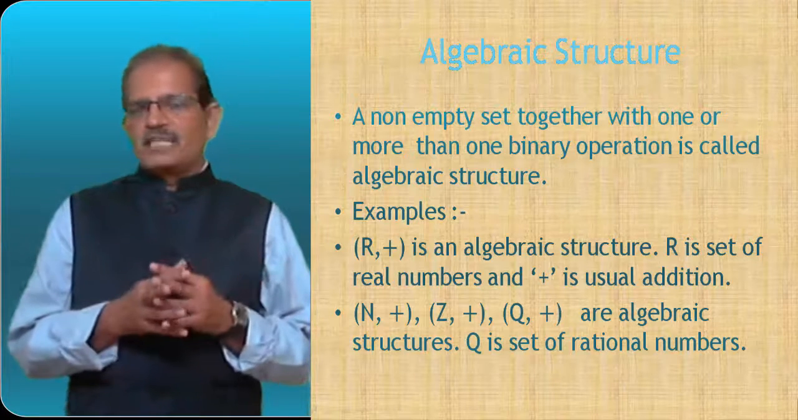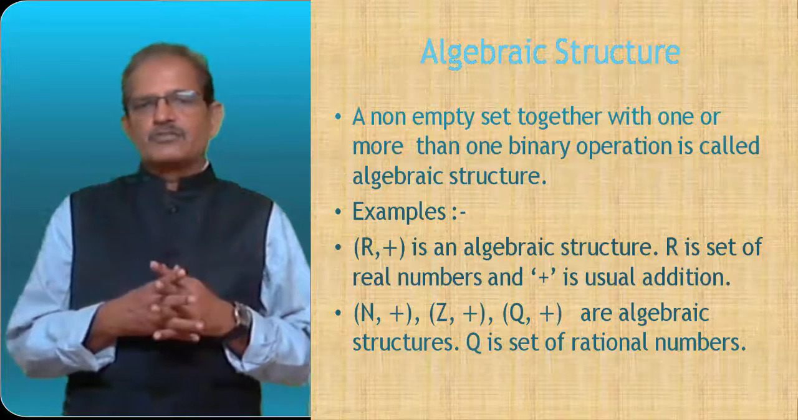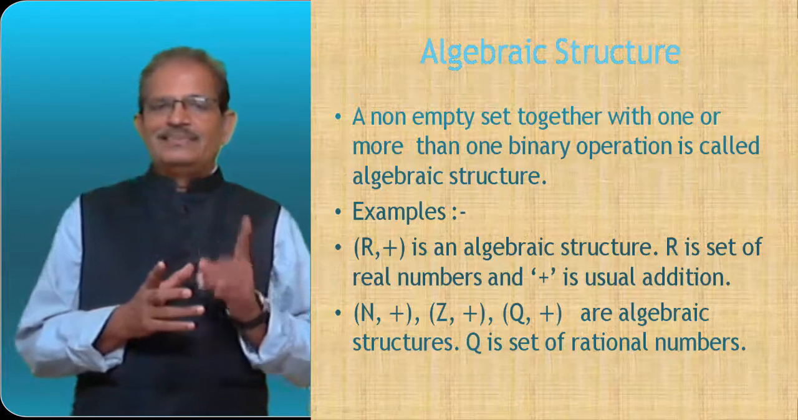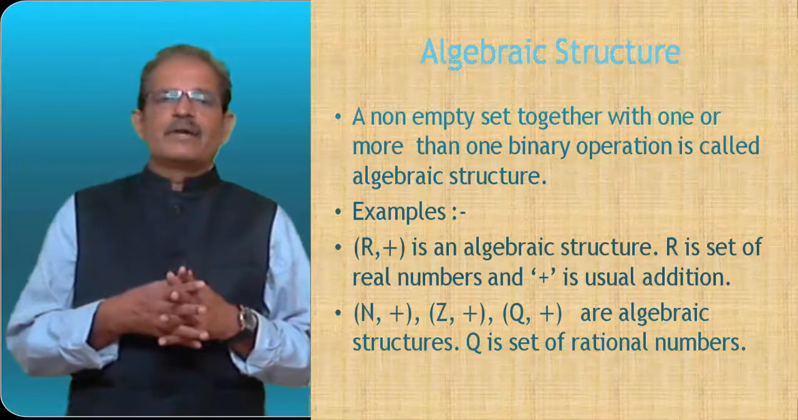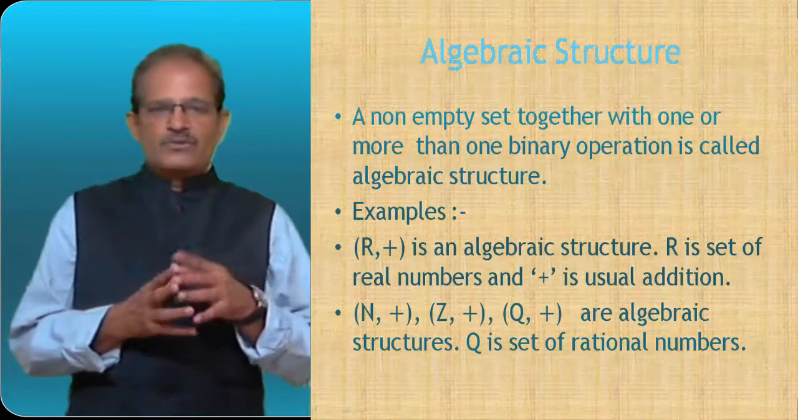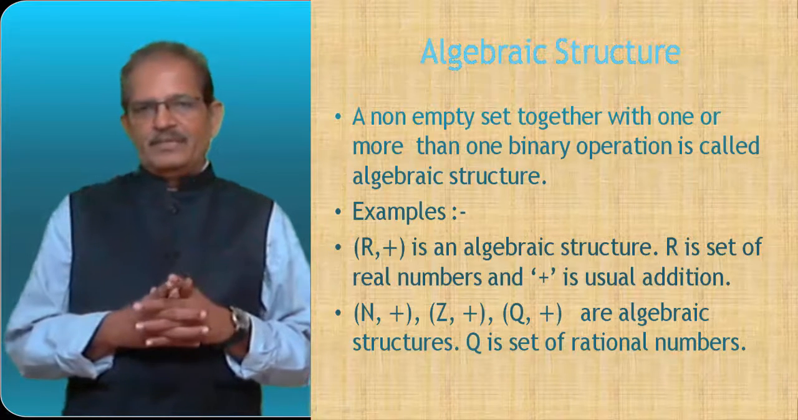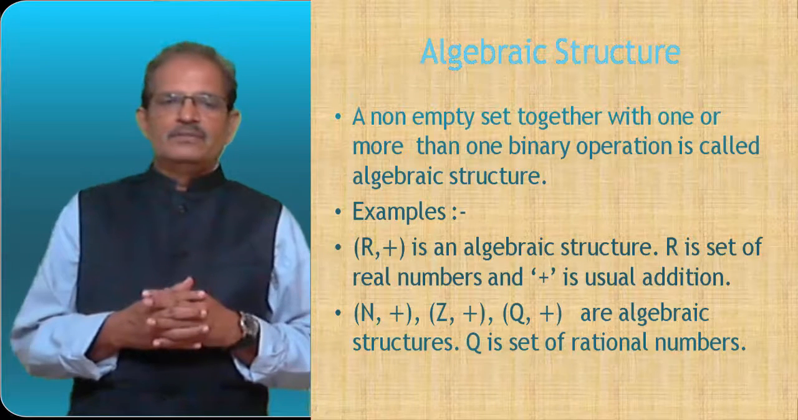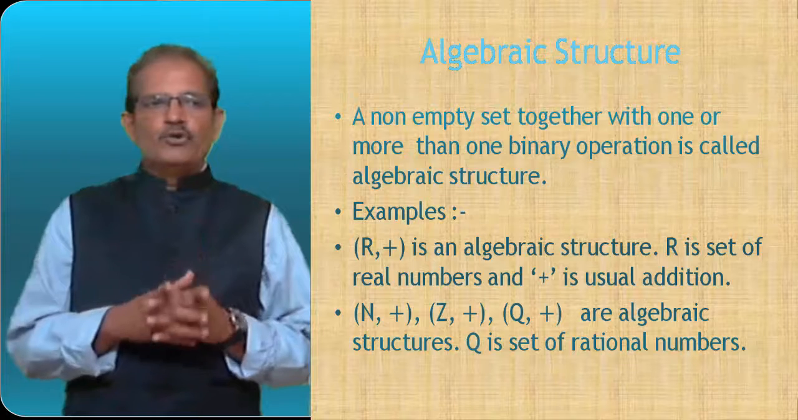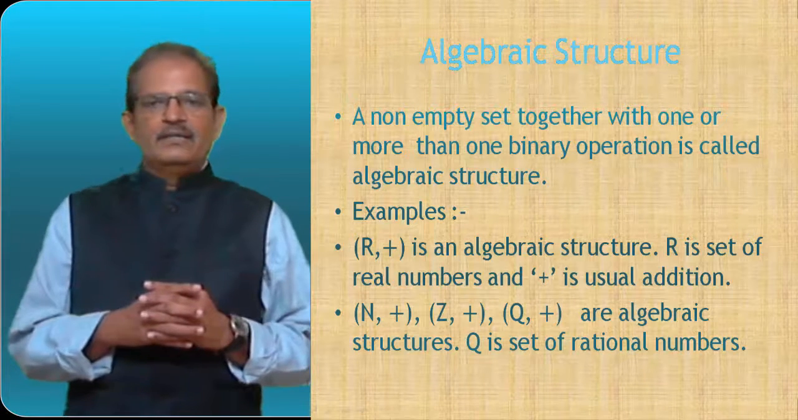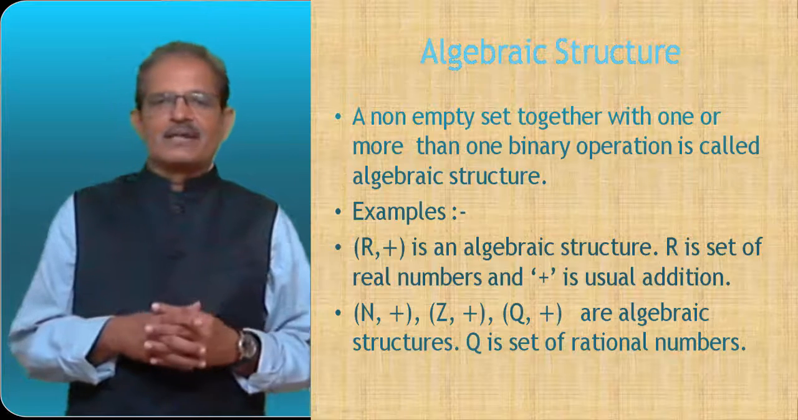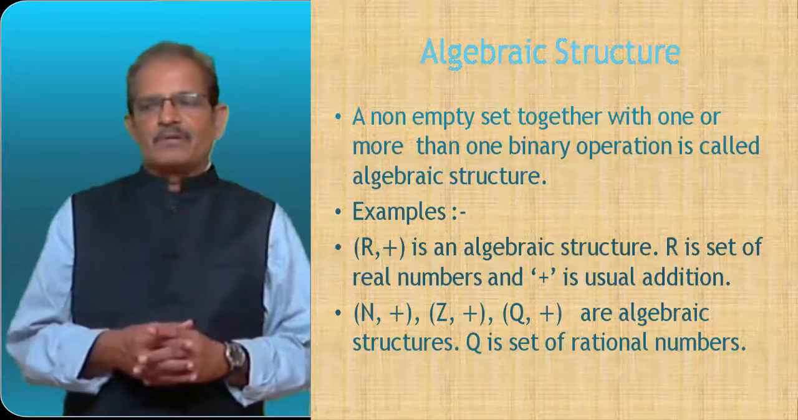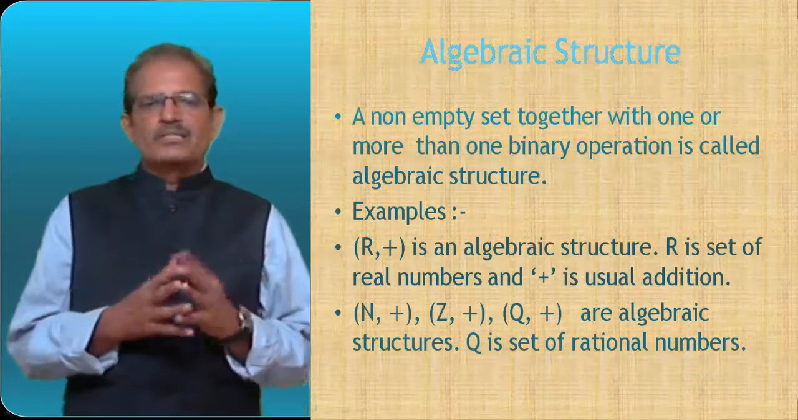Similarly, you can verify yourself. (N, +) is also an algebraic structure. N means set of natural numbers. (Z, +) is also an algebraic structure because, as you know, plus is addition. If you add two integers, the result is also an integer. So therefore, (Z, +) is an algebraic structure. (Q, +). Q stands for set of rational numbers. If you add two rational numbers, the result is also a rational number. So therefore, (Q, +) is also an algebraic structure.